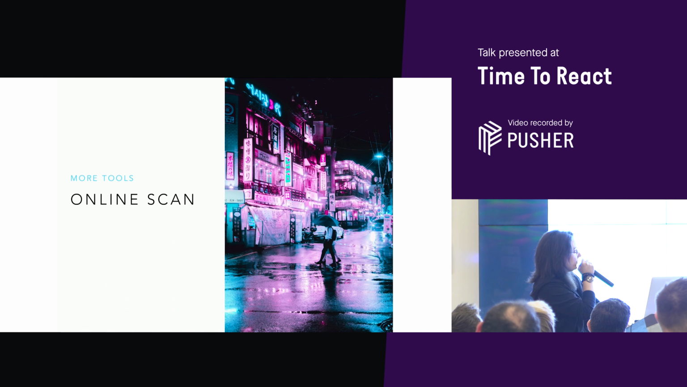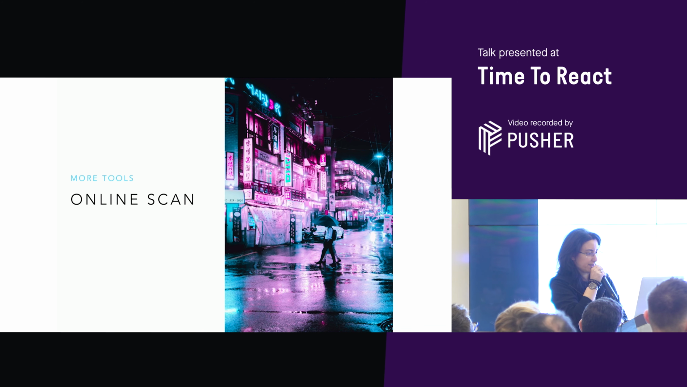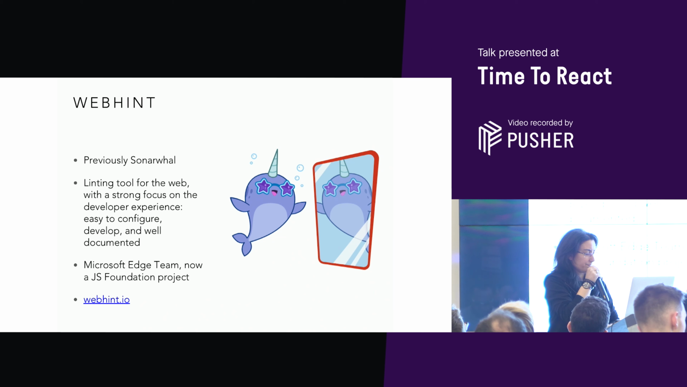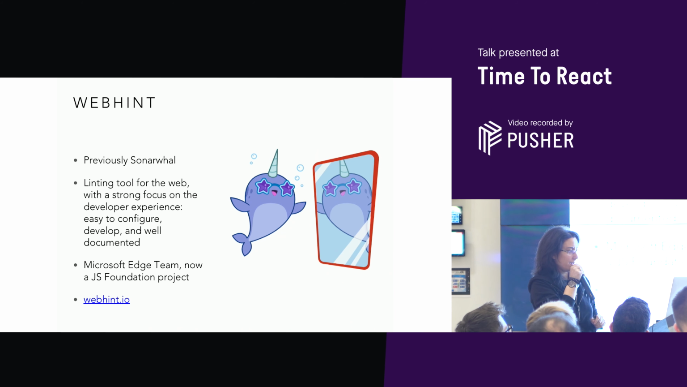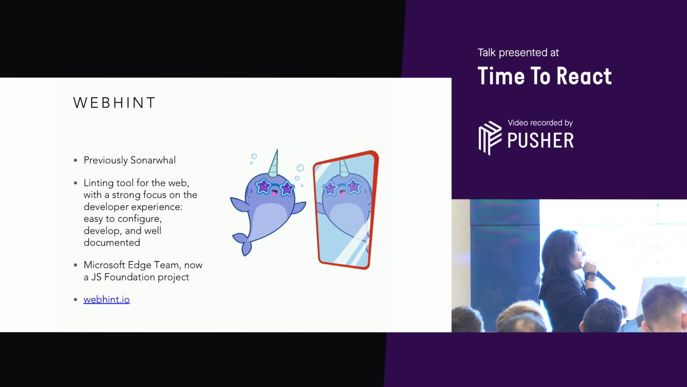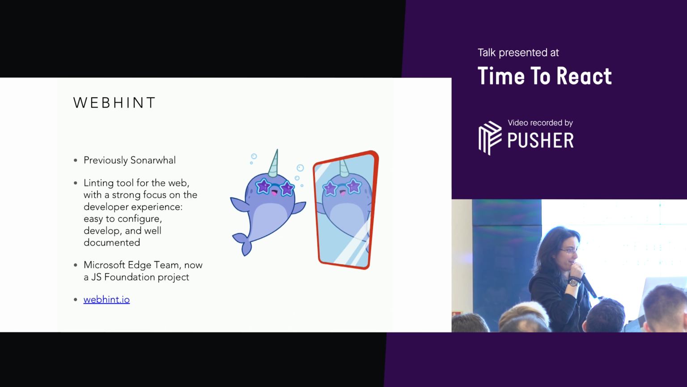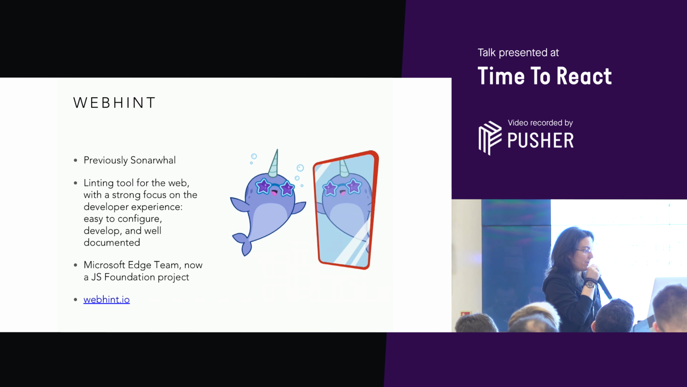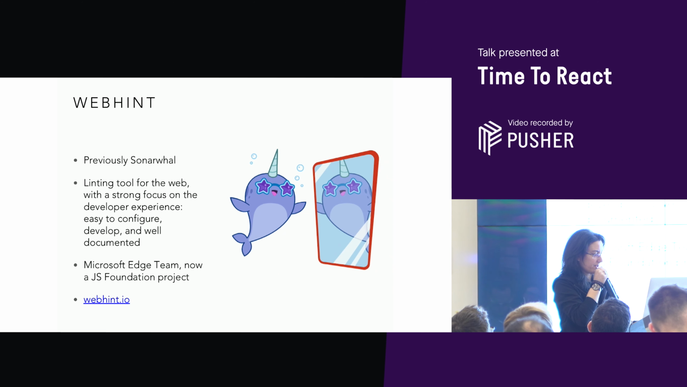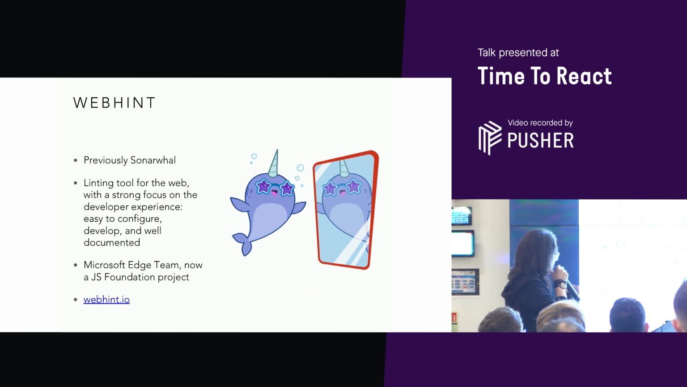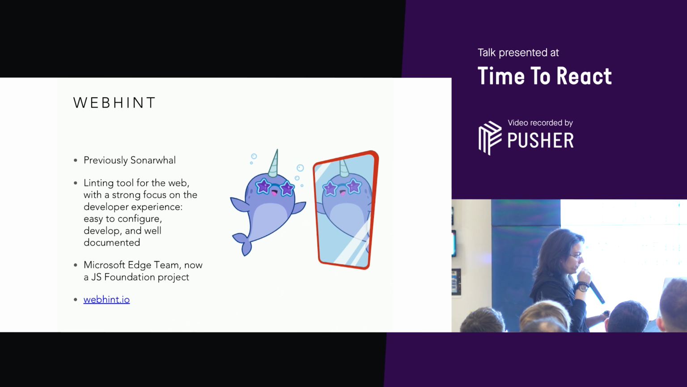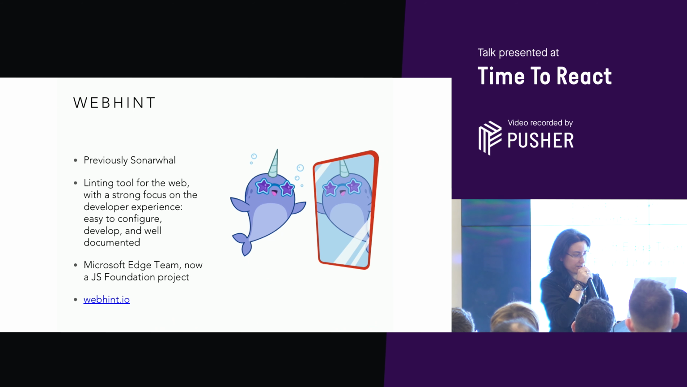Now I will show you more tools to do some online scans. So are you familiar with this one, Webhint? Yeah, it was previously called Sonarwhal. By the way, that's their mascot, the little whale. So it's a linting tool for the web with a strong focus on the developer experience. That's the website. It was previously developed by the Microsoft Edge team. Now it's open source through the JS Foundation project.